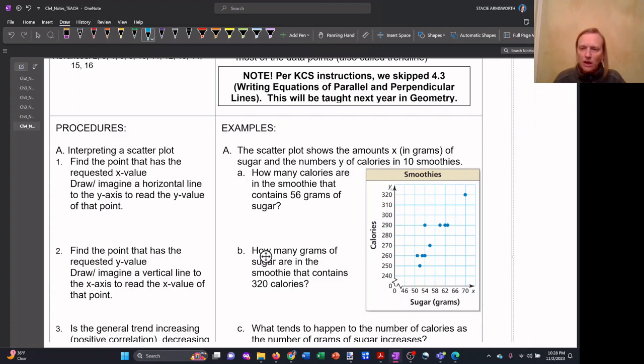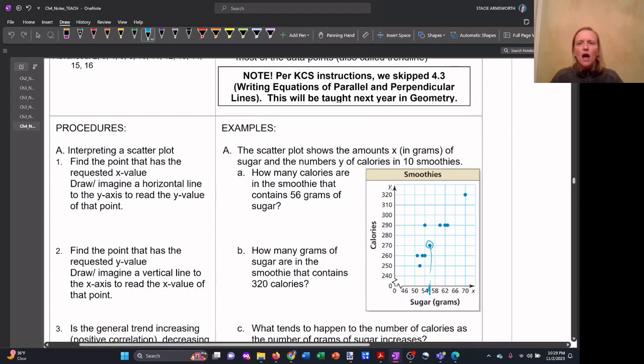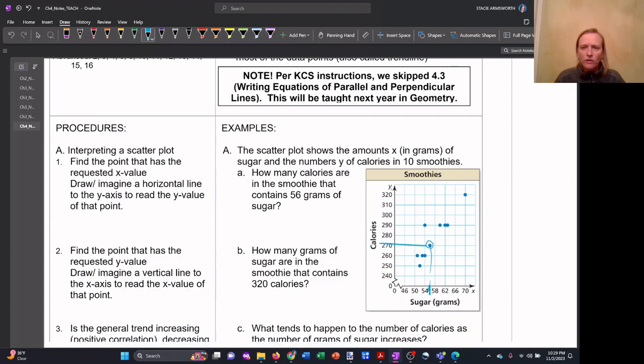If we come down here and find where 56 grams of sugar is, and we go up and find what point is there at 56 grams of sugar, then we can go to the side and read the y value that corresponds to it. In this case, 270. So the smoothie that contains 56 grams of sugar has 270 calories. Basically, I'm finding the point that has the requested x value, and then I'm drawing an imaginary horizontal line over to find the y value that corresponds to that.